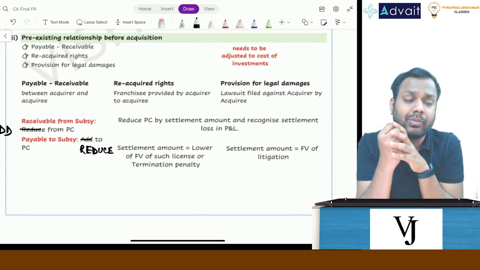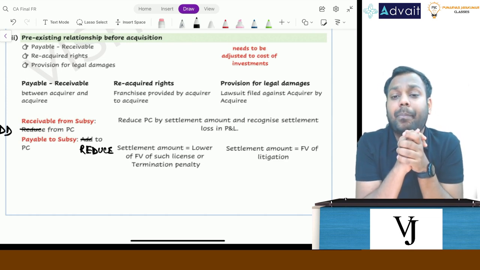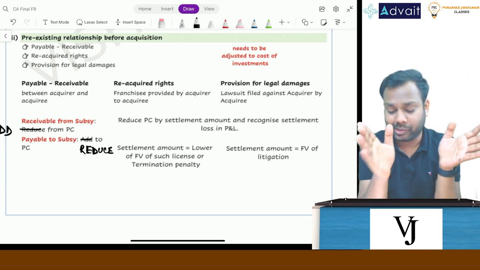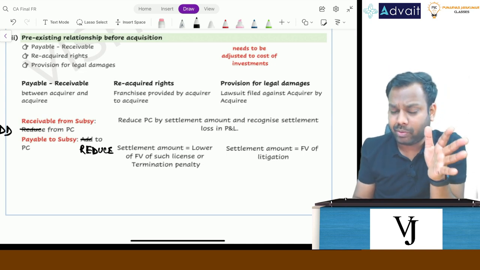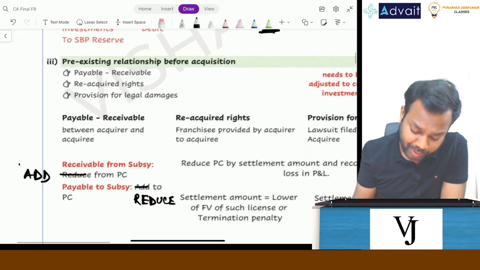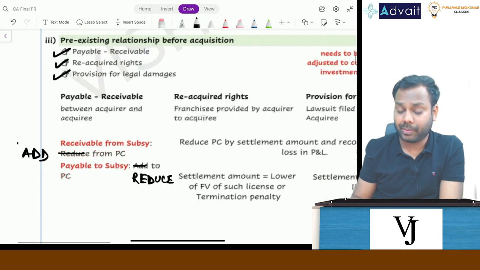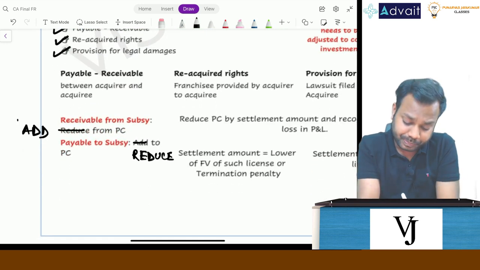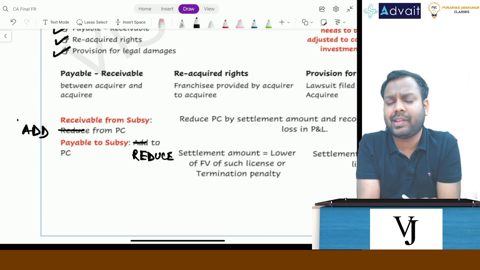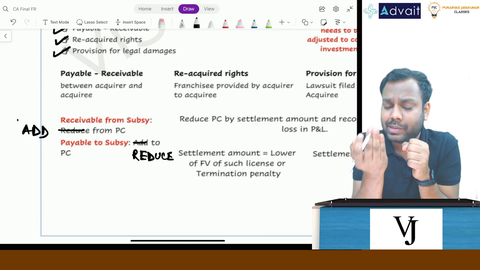So there can be some pre-existing relationships, and a receivable or payable on those grounds. Now when I'm acquiring that company, how will I adjust these pre-existing relationships? There can be three types of pre-existing relationships discussed in our syllabus: in the nature of payable or receivable, in the nature of reacquired rights, and in the nature of provision for legal damages. Understand each of them. Payable or receivable: let's suppose the parent company has a receivable from a subsidiary company.